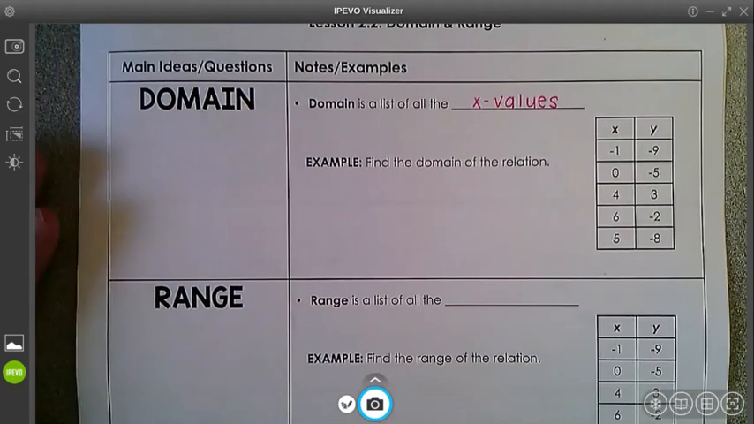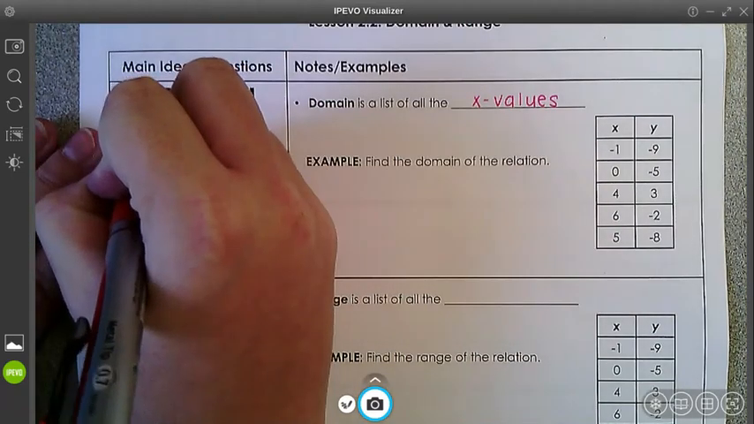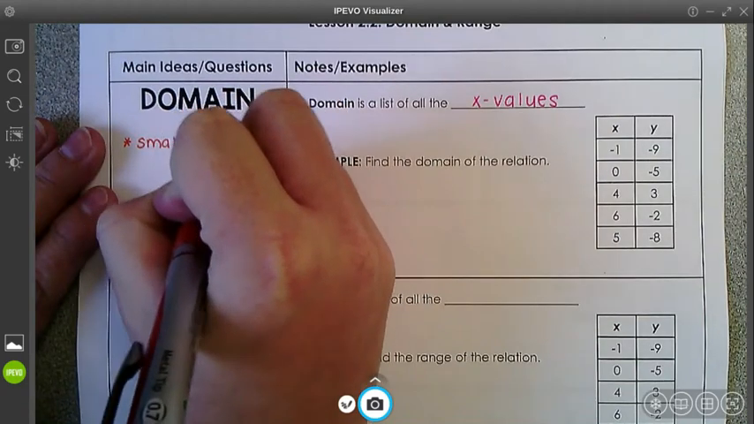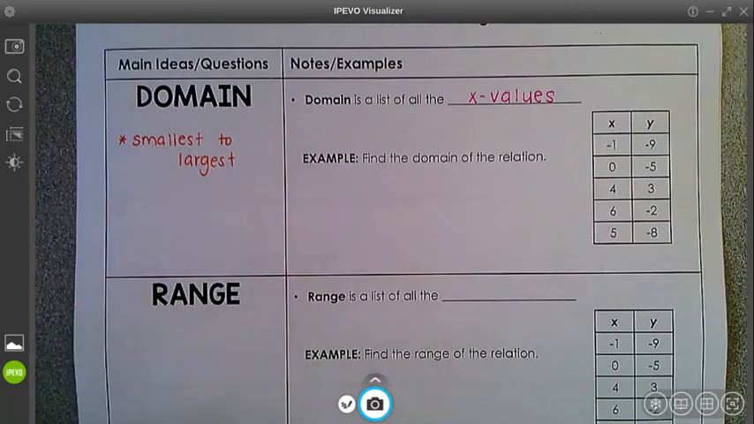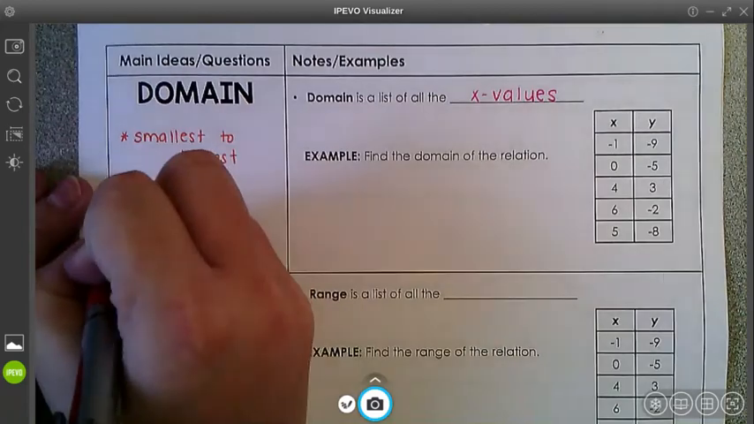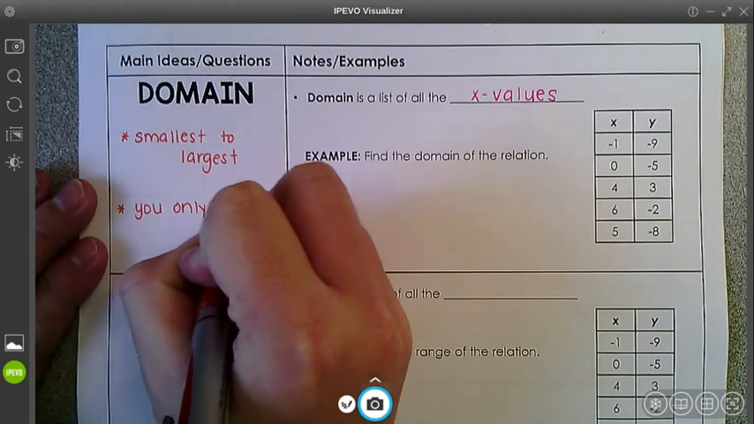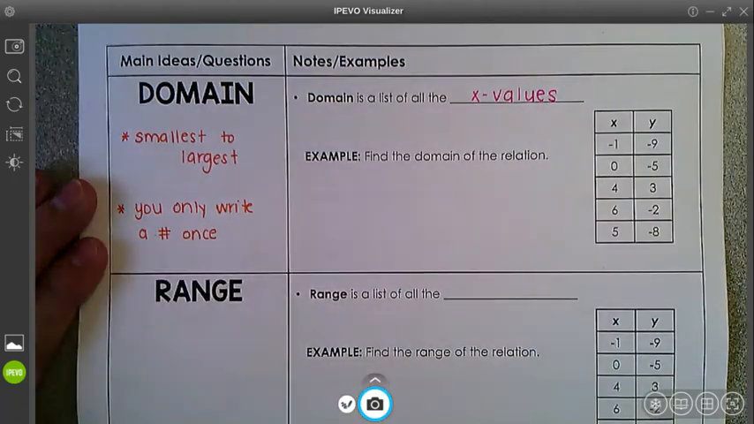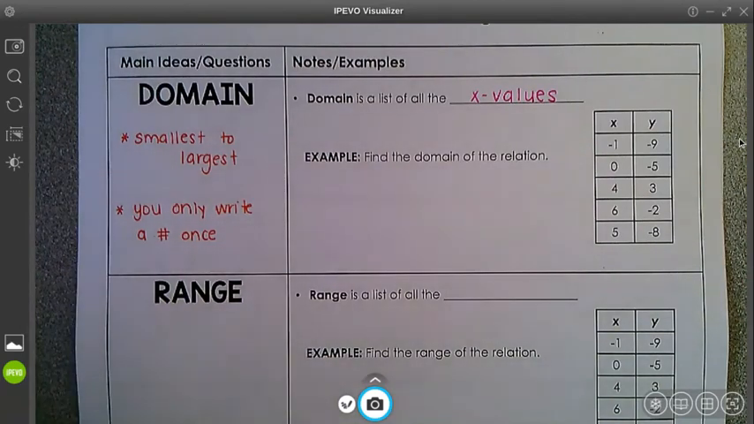There are two rules to this. Number one, we list the numbers from smallest to largest. So you don't always list them in the order that you see them. You list them smallest to largest. And the second rule is that you only write a number once. So if the same number shows up more than once, then you don't have to write it twice. Once you've written a number, you don't write that number again.